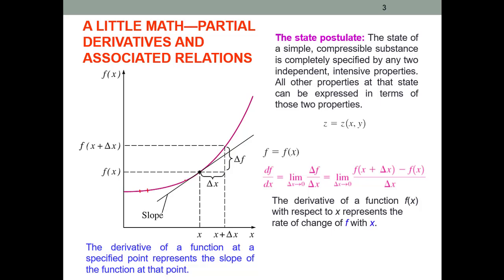For example, this is a curve, and if we split that curve into small parts, let's say this is delta x, again let's say this is delta x. Now the slope of this will be equal to the derivative, and that will represent the rate of change of f with respect to x. So that's called the simple derivative.